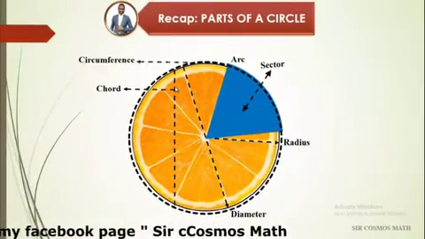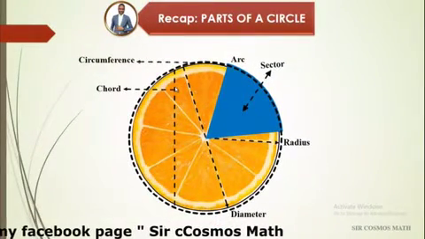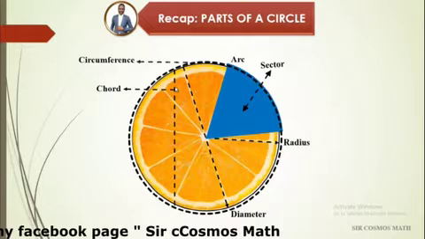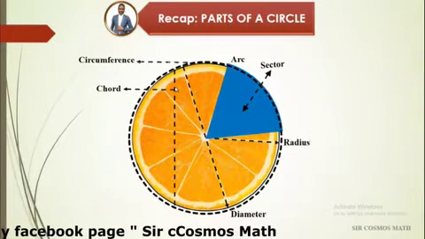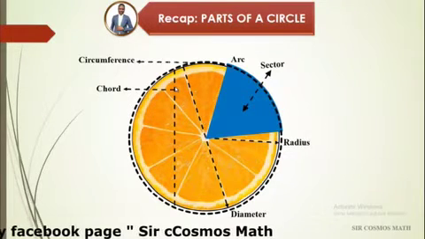So let's move on to another one. So far, what have we learned? We've learned something about the circumference of a circle, an arc, a sector, radius, diameter, and for now we are on our chord.